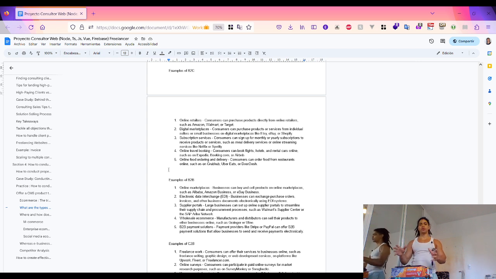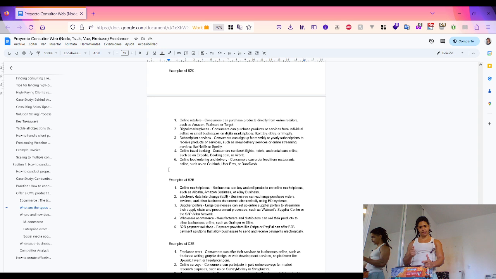And when it comes to the business to business, okay, you have digital or online marketplaces such as Alibaba, Amazon e-business, or eBay business, EDI, electronic data interchange, paperwork that was traditionally made on paper, like invoices or purchase orders. Now they are done electronically through any of these EDI systems.